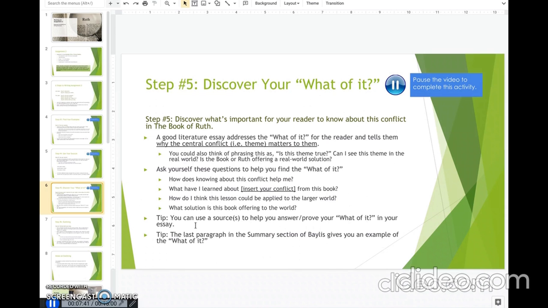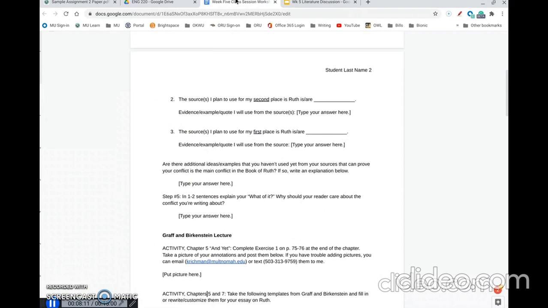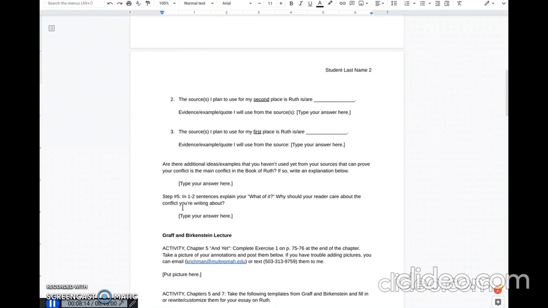Okay. So tip, you can use your sources in your paper to help prove your what of it in the essay. So that is an option as well. And then if you need an example of what does a what of it paragraph look like, or how would you address that in your paper, if you look at the last paragraph in the summary section of Baylis's article, that's an excellent explanation and example of what a what of it paragraph looks like. So go ahead and pause this video and try to come up with your what of it statement in the worksheet.